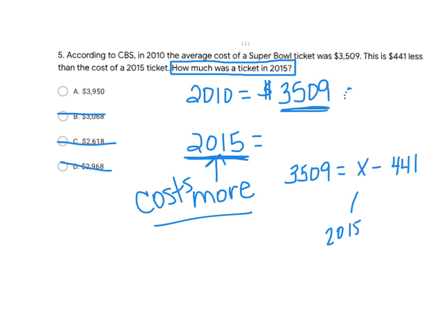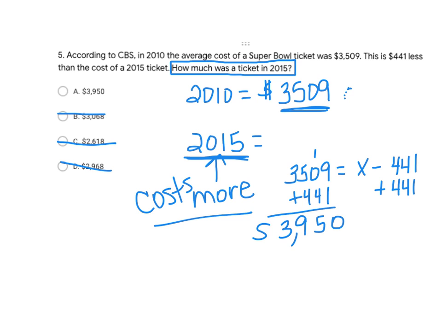Now, let's say you find the answer, and then let's suppose you're supposed to come up with an equation, and you didn't use an equation to get the answer. Well, you can kind of go backwards and psych them out, I guess. I hate to say that word, but you can see, well, if I add 441 to both sides, I get $3,950.